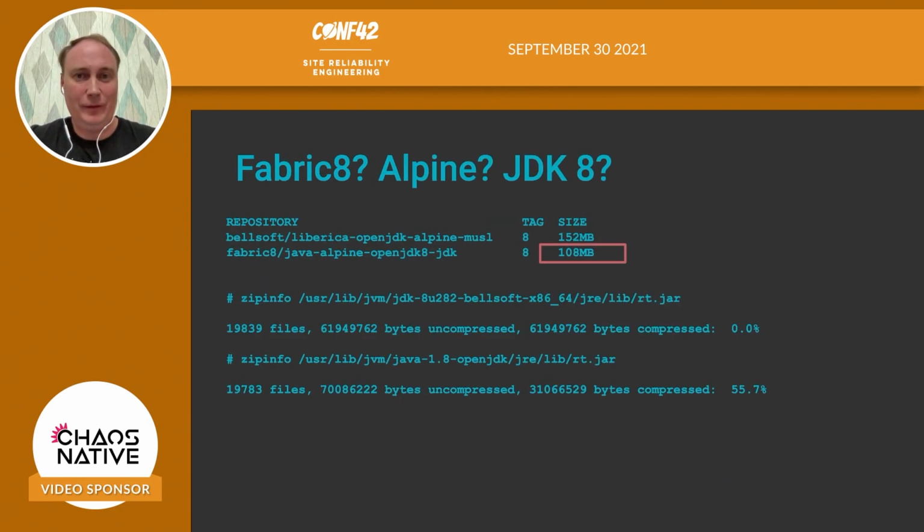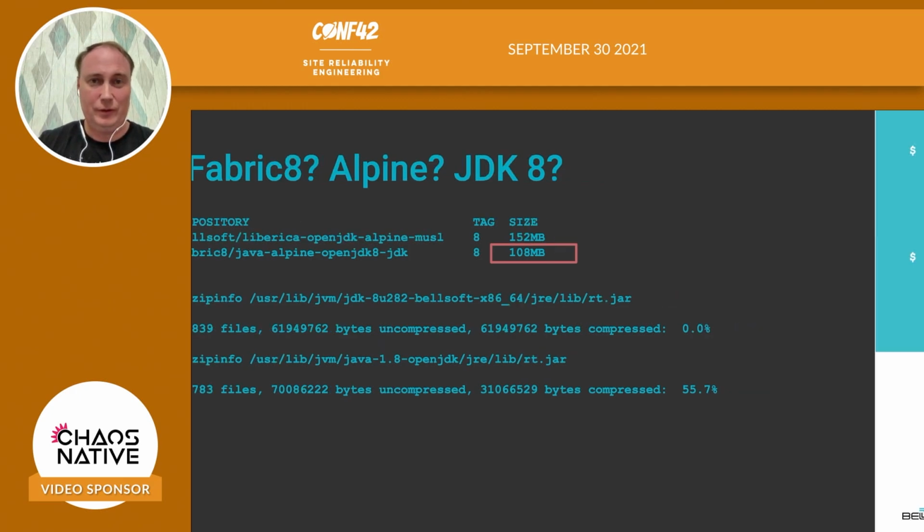Well, for Alpine, there are different options. Again, the landscape is big. And here we compare, for example, Liberica with another base image, which appears to be smaller. Well, why does that happen? You see that rt.jar and other jars that contain standard library classes are compressed in the case of the other distribution.